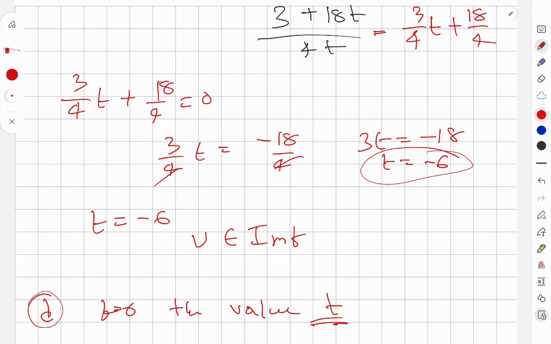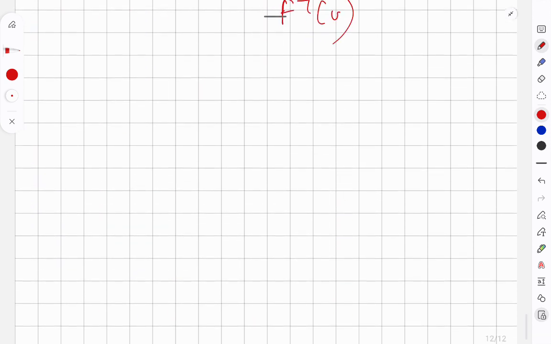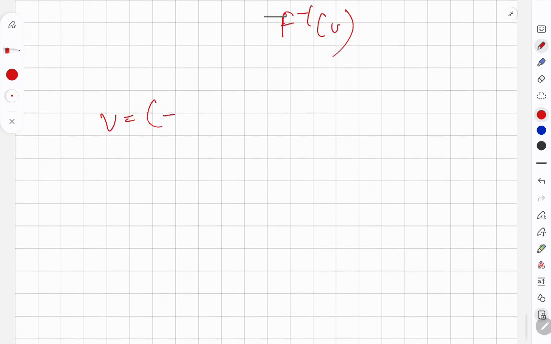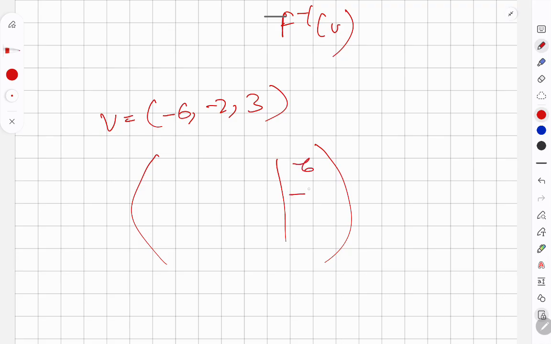Did you understand the question? It said for the value that you got in part c, find f inverse of v. It means you have t equals minus 6, so you have v equal to this, and you need to find f inverse of this. This is homework, for sure.